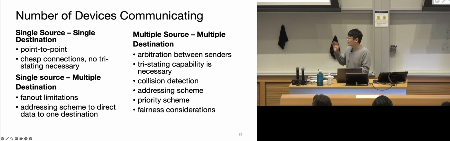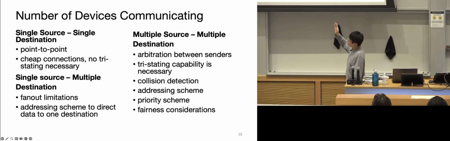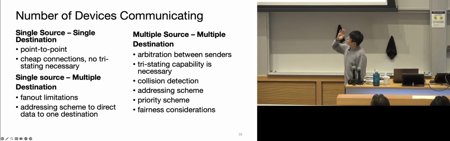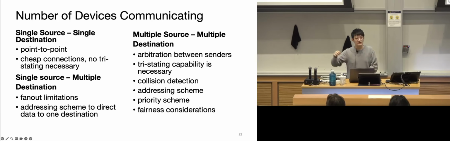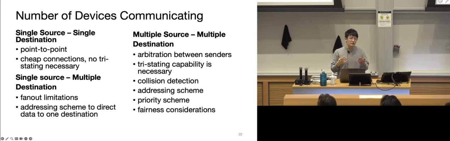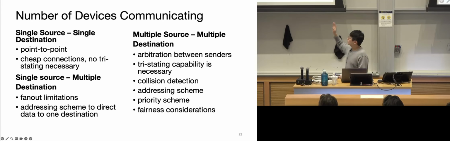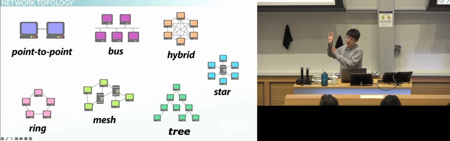There are some considerations if you want to choose either one of them. Usually the single to single are pretty straightforward, and then when you reach multiple sources to multiple destinations, things become a little bit more complicated. We will talk on this multiple to multiple one a bit later, I think next lecture, when we talk about I2Cs and stuff. But generally speaking, if you just draw them out, they have these various types of ways to communicate.